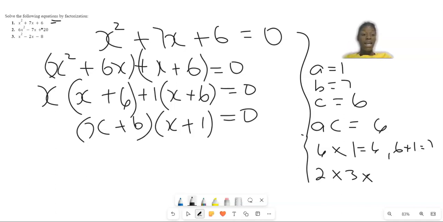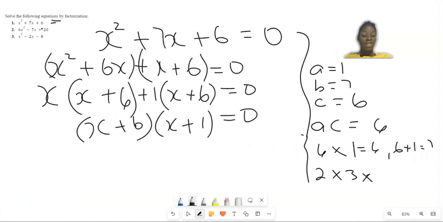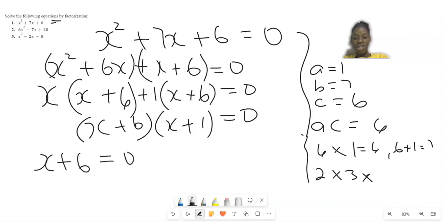Alright, so remember in the first part of the video that we said that if we're multiplying two numbers together and the result is 0, that means at least one of the numbers is 0. So we use that principle now because we have x plus 6 multiplied by x plus 1 equals 0. That means at least one of them is 0, but we don't know which one. So what we do, we equate each bracket to 0. So we're going to have x plus 6 equals 0 or x plus 1 equals 0. And then we solve the equation.